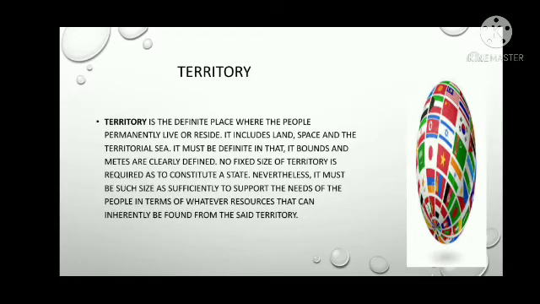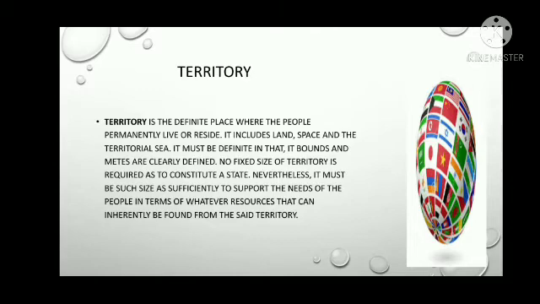Next, we have the territory. Territory is a definite place where the people permanently live or reside. It includes land, space, and the territorial sea. It must be definite in that its bounds and limits are clearly defined. No fixed size of territory is required to constitute a state. Nevertheless, it must be of a size sufficient to support the needs of the people in terms of whatever resources can inherently be found in the said territory.